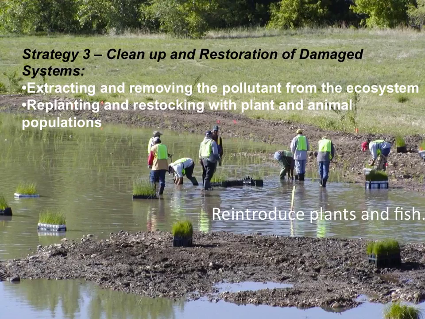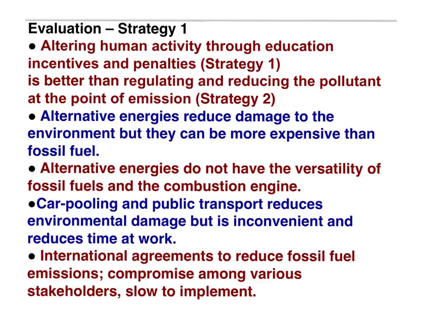Restoration, replanting, and restocking serves to return damaged ecosystems to a healthier state. This is a strategy 3 approach. Once the pollution ends, ecosystems can increase their diversity through restoration, replanting, and restocking. The restoration of ecosystems, as seen in this image, is costly and not fully effective as environmental damage has already been done. Here is a summary of the strategy 1 approaches to the mitigation of acid deposition.